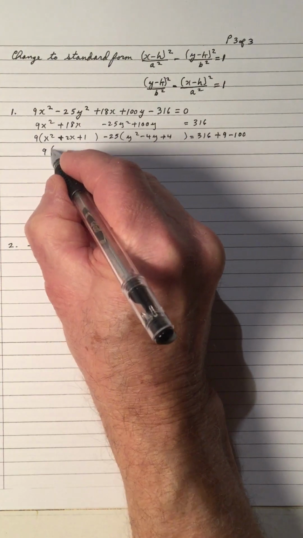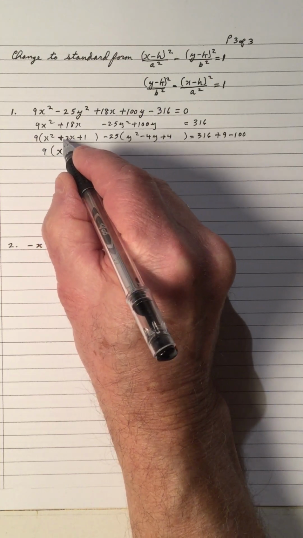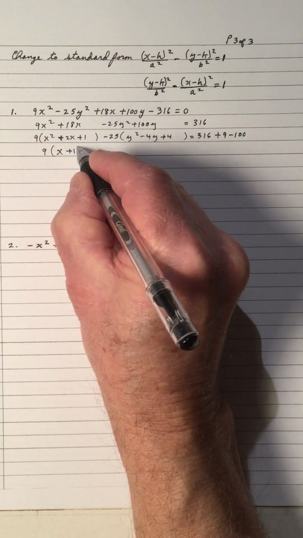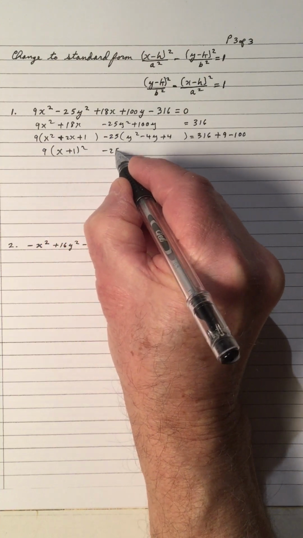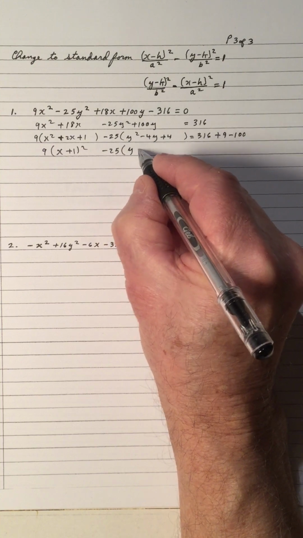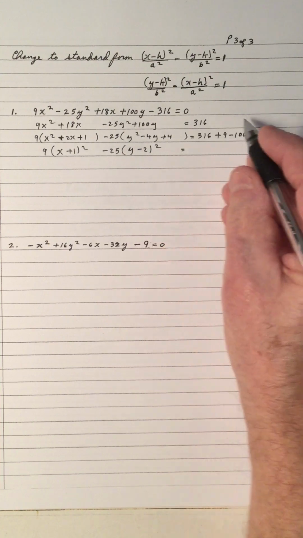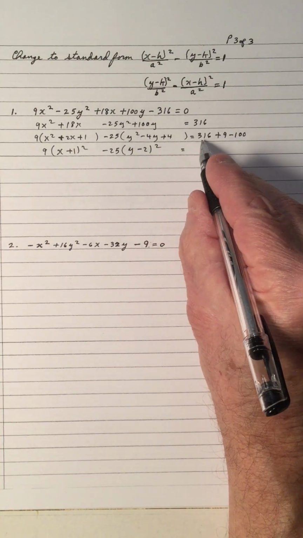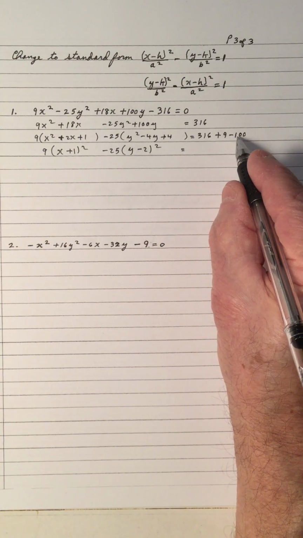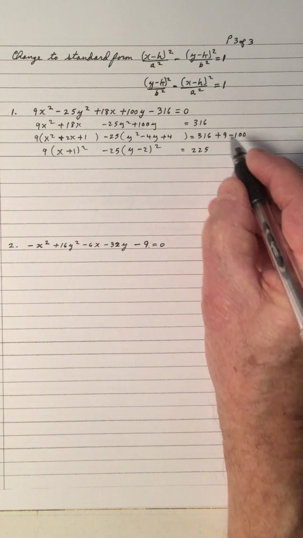So this gives us, this is a perfect square trinomial whose factor is x. Half of plus 2 is a plus 1. Because we have a perfect square trinomial, we have a y. Half of negative 4 is negative 2 squared. And when you add this up, you get 300 take away 100 is 216, add on 9 is 225.